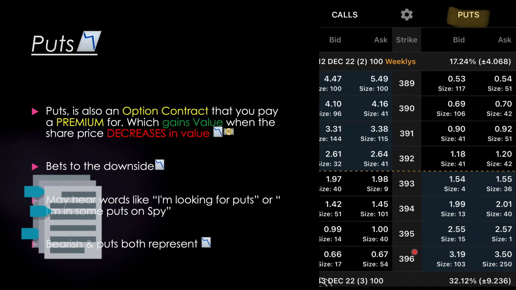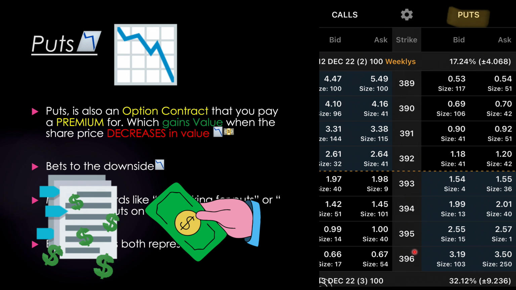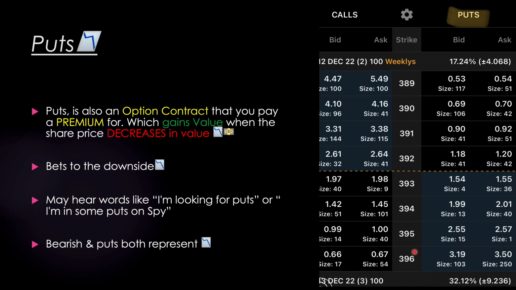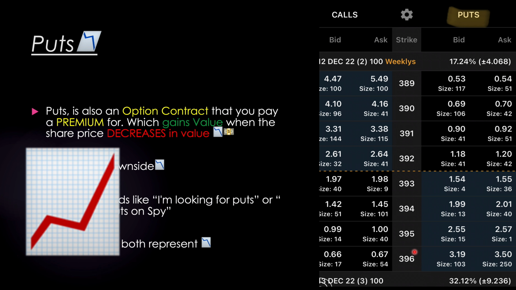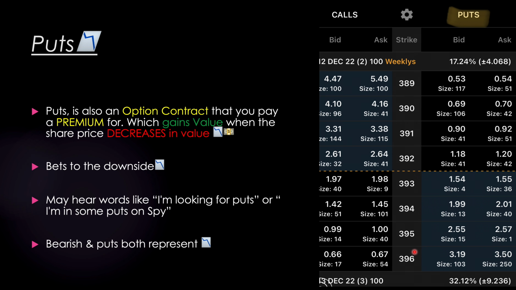Now to the right side, you have puts. Puts is also an option contract that you pay a premium for as well. It gains value in the opposite direction. It gains value when the share price decreases in value, because you can make money, yes, when the stock price actually goes down in price. So not only can you make money when the underlying stock that you're trading goes up in value, but you can also make money when that underlying stock decreases in value, and you can take bets to the downside.